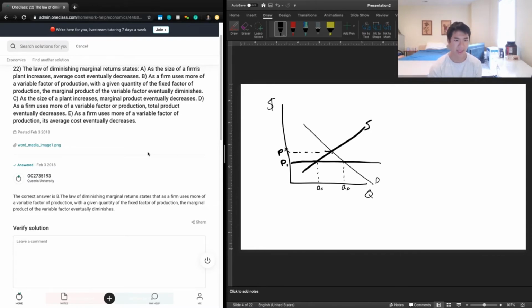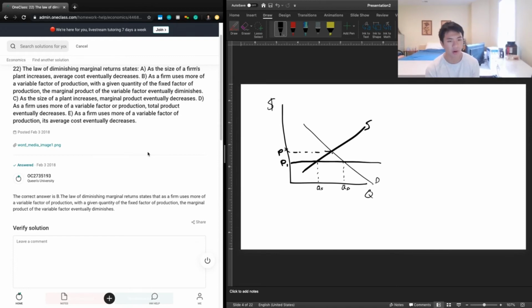D says as a firm uses more of a variable factor of production, total product eventually decreases. This can be construed to be fairly similar to answer choice B, but instead of referring to the marginal product of the variable factor, it refers to total product. This is hinted at in the word marginal in the law of diminishing marginal returns; we're always talking about marginal production. Total production, even if marginal production is very low, is still increasing.